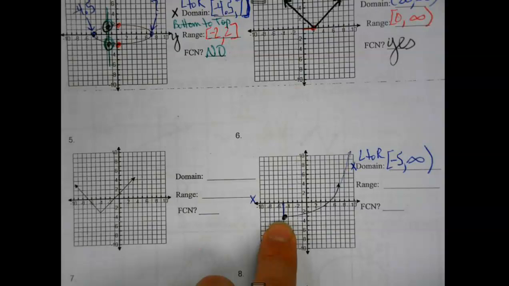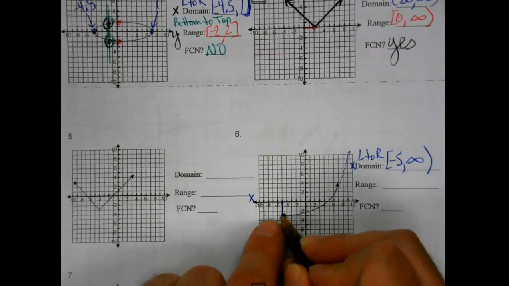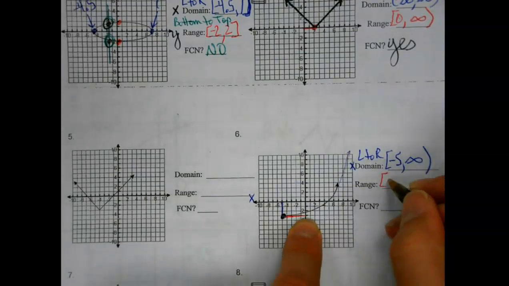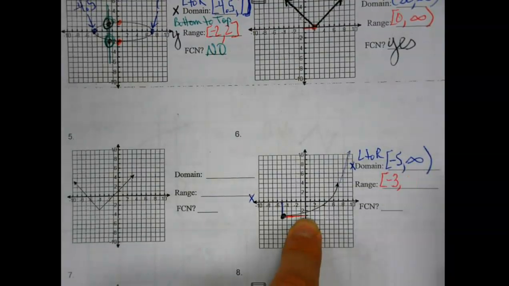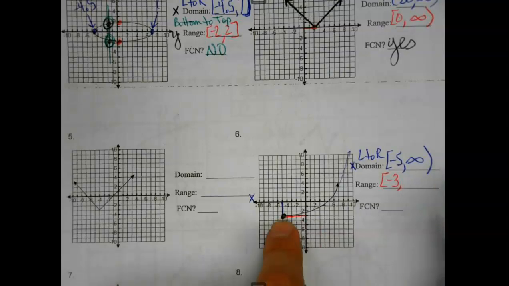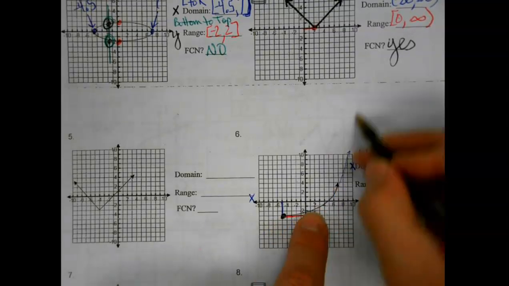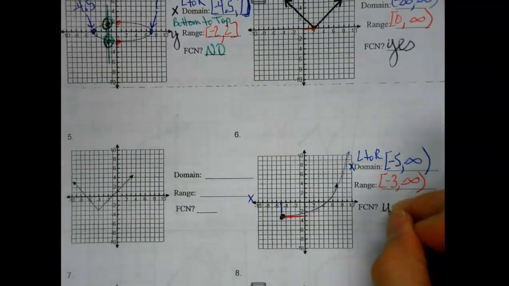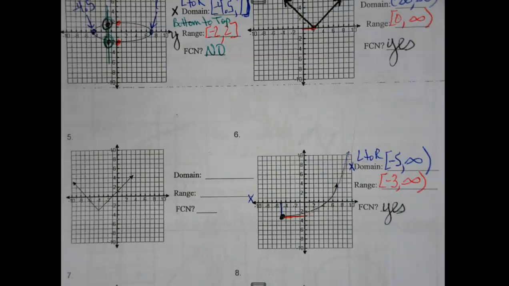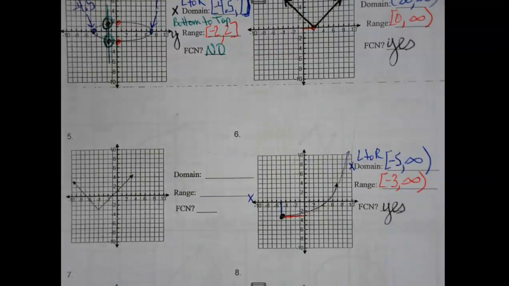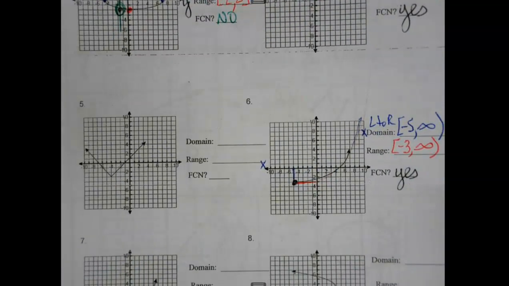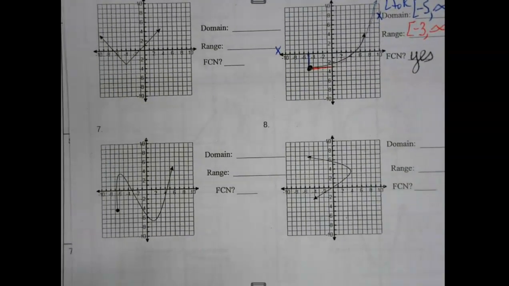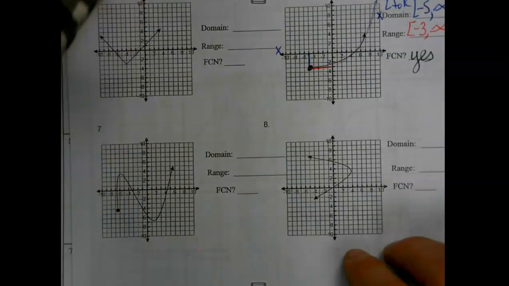Range, same point. This is the bottom. But I'm following it back to the y-axis. Starting at the bottom at -3 and up forever. And we already said this was a function. So I don't think the function thing is going to be a big deal. It normally isn't. It's the domain and range stuff that gets a little kooky.